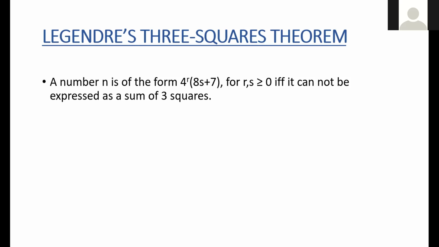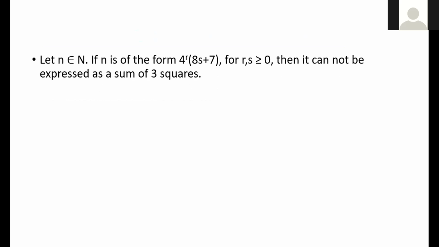What we are going to do today is look at just one way. If a number is given which is of the form 4 to the power r into 8s plus 7, we try to prove that it cannot be expressed as a sum of 3 squares. We are not going to look at the converse. It is a little tricky and it is not given in Burton also for the same reason. So given an n in N which is of this form, we try to prove that we cannot express it as a sum of 3 squares.